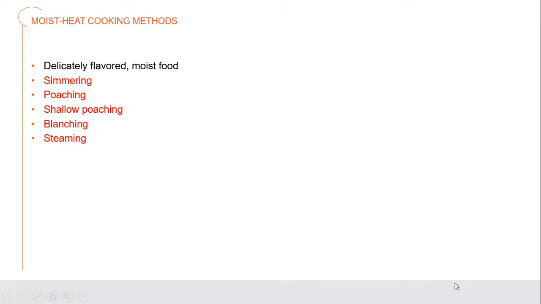Let's now move on to moist heat cooking methods. This is where you generally will have delicately flavored moist foods. So we're talking about simmering, poaching, shallow poaching, blanching, and steaming. Let's jump in here.